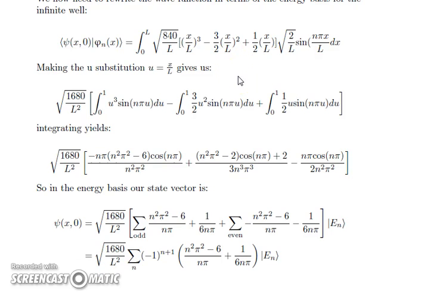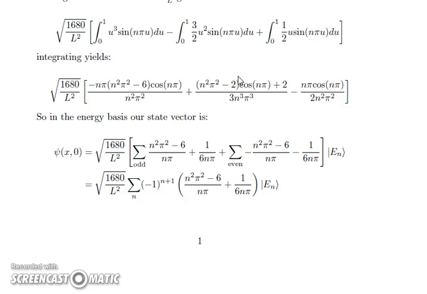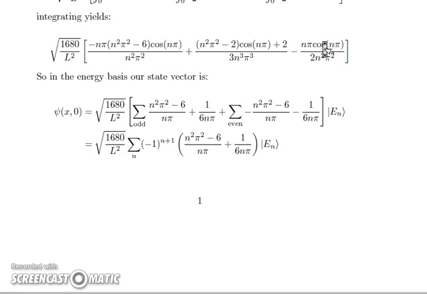So again, we make the same u substitution, u equals x over L, and it turns into a pretty nasty integral. And then we just have to crunch through the integral, and each term has a cosine of n pi in it, so we know that when we take the full series for the state vector, it's going to be an alternating series.